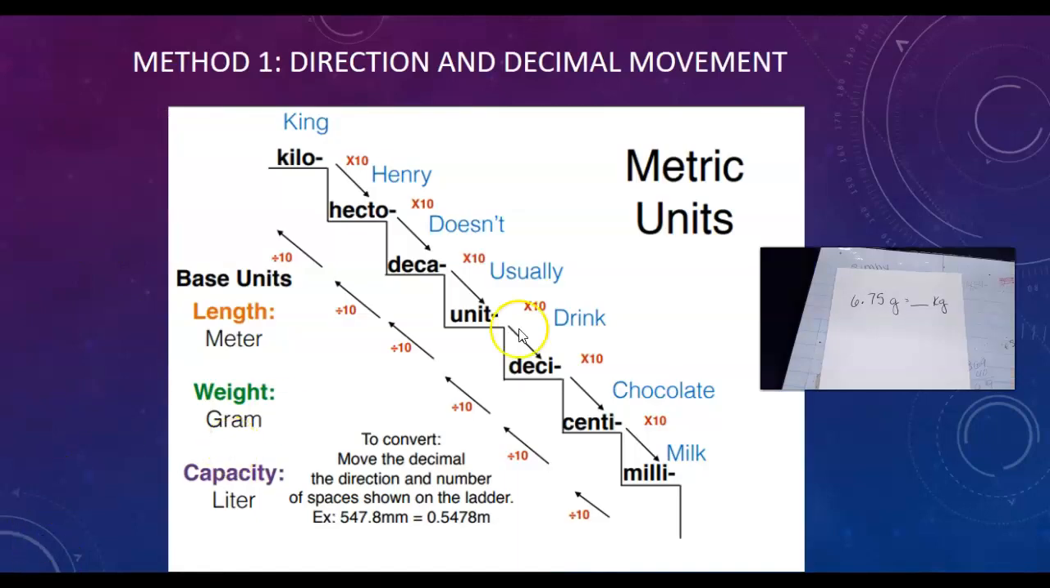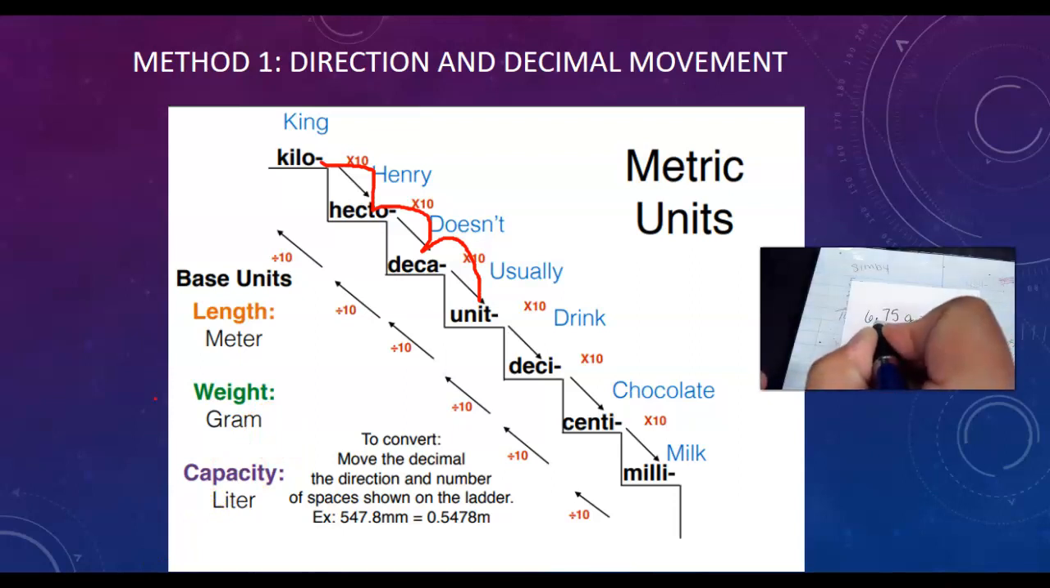Okay, if we're using the directional method, here's where we're starting. Let's get my handy dandy marker out here. We're starting at a gram, so we're starting at a base unit, and we're going to kilograms. We're moving in the left direction, 1, 2, 3 steps. So therefore, we would move our decimal point 3 places to the left. 1, 2, 3. Fill in the zeros. And so our answer would be 0.00675 kilograms in 6.75 grams.